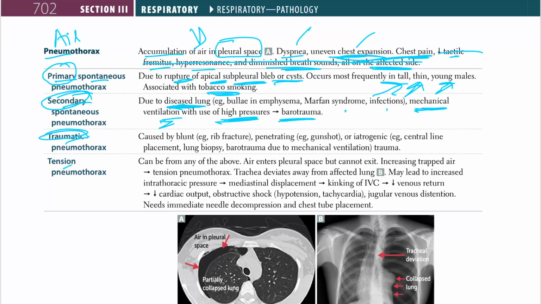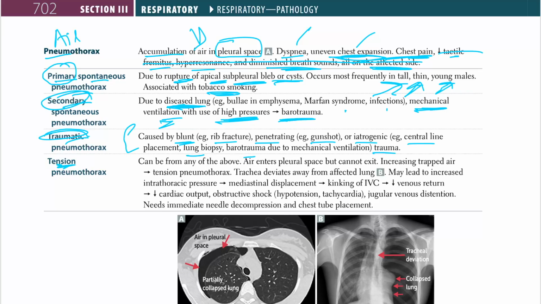Then you have the traumatic pneumothorax. It is caused by blunt trauma, rib fracture, penetrating gunshot wound, iatrogenic causes, for example, central line placement, lung biopsy, barotrauma due to mechanical ventilation, or trauma itself. So traumatic pneumothorax, as the name says, you have a trauma, all these are trauma, they cause pneumothorax.